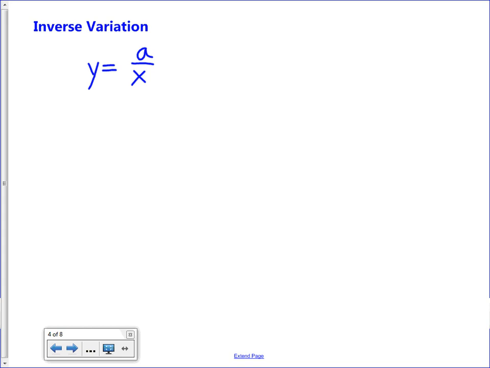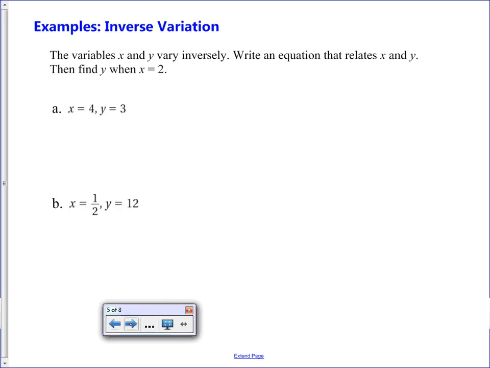What happens here is as x gets larger, y is going to get smaller. It's like dividing a pizza into more and more pieces: each piece gets smaller. That's what's happening in an inverse variation equation, a over x. Let's do some examples. It's telling us the variables x and y vary inversely. On a test, I would probably bold this or underline it so that you pay attention to what type of variation it is. If it says inversely, then you want to start with the equation y equals a over x and plug into this to figure out a.